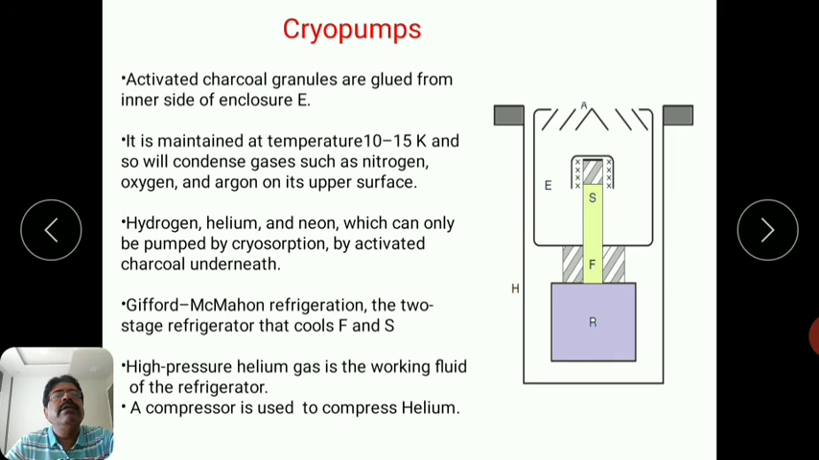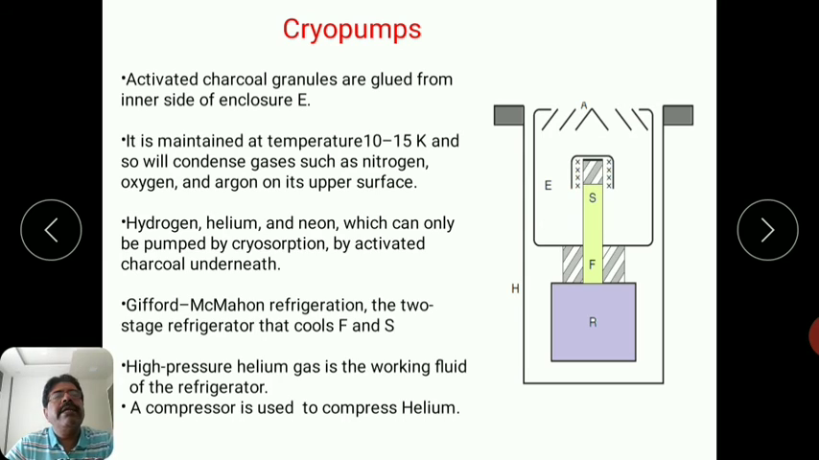This particular cold head S is maintained at a temperature of 10 to 15 degrees Kelvin, and therefore gases like nitrogen, oxygen, argon will condense, and the rest of the gases will be adsorbed on the activated charcoal. So hydrogen, helium, neon, which can only be pumped by cryosorption. For that purpose, these activated charcoal granules are used here.